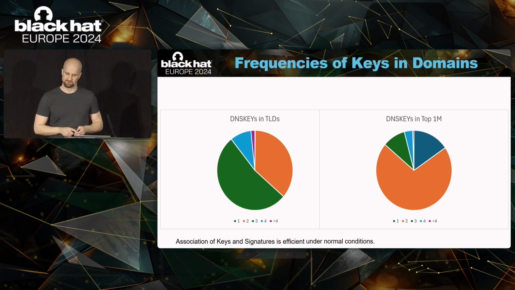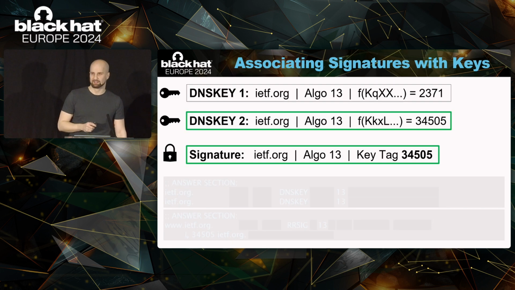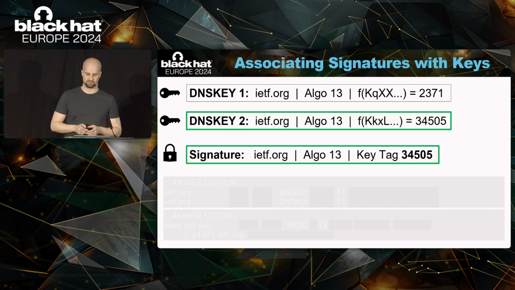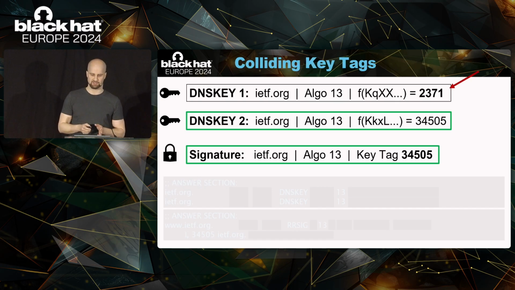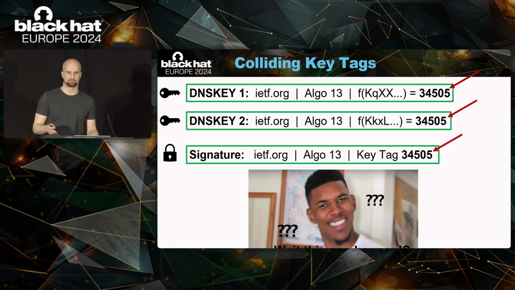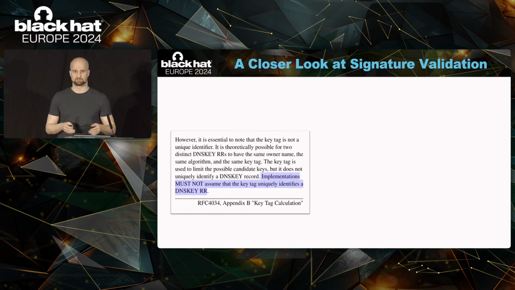But we're not here to show you normal conditions, we're here to show you an attack, which is our KeyTrap attack. So let's check back and see how the association of signatures with keys works. We now have our key tag, which is matching, but what happens if key tags collide in the DNS key set? So now we have the name, the algorithm number, and the key tag, which is all the same for multiple DNS keys. And this can actually happen, and therefore the protocol also included a mechanism to deal with that.